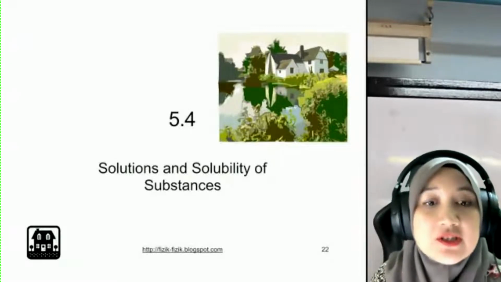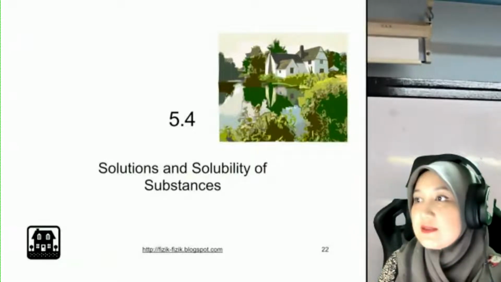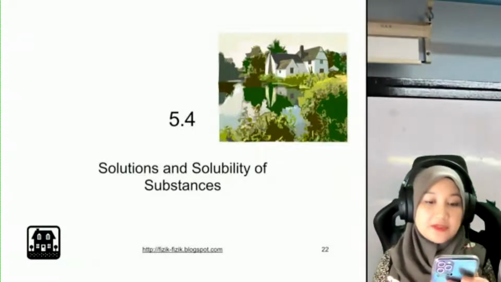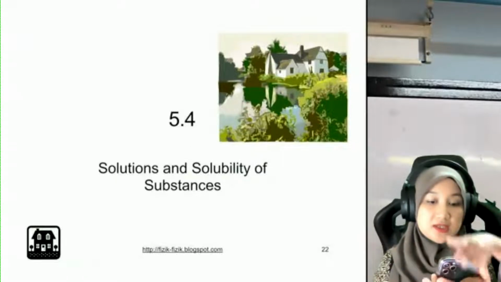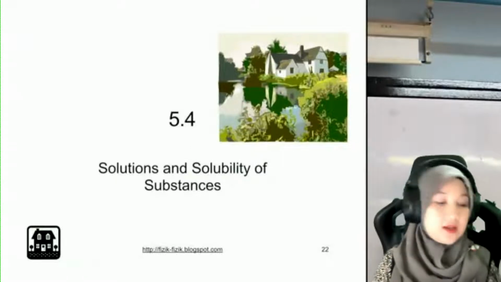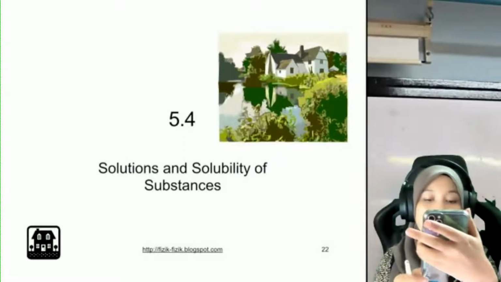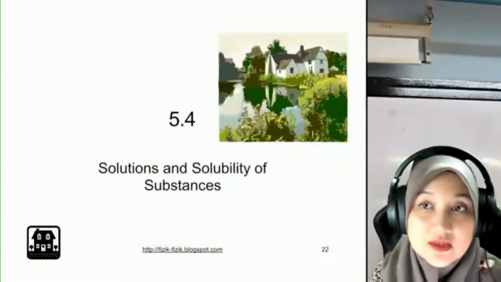Next, solution and solubility of substance. Now, I would like to ask you to differentiate between these three types of solution: the dilute solution, the concentrated solution, and the saturated solution.